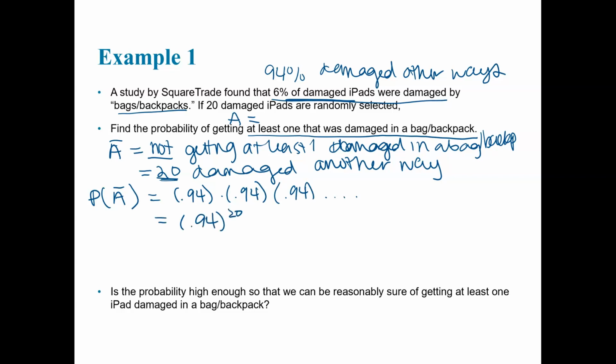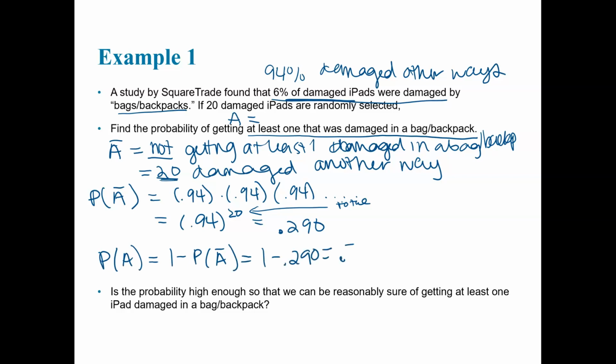20 of those. And that's always going to be your total number there. This exponent is your total number of items. So we're going to get 0.290. That's the probability of not A. But again, we're trying to find A. So the probability of A is 1 minus the probability of not A. So that's going to give us 0.710.